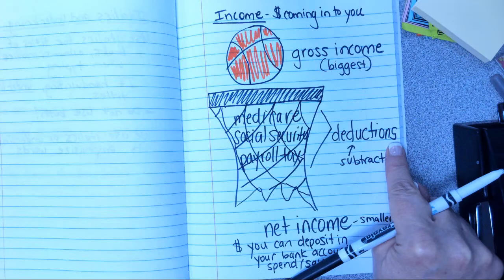Good connection. Gavin. So if you keep on making deductions, eventually you don't have any money anymore. That's the end of your money if you keep subtracting off money.